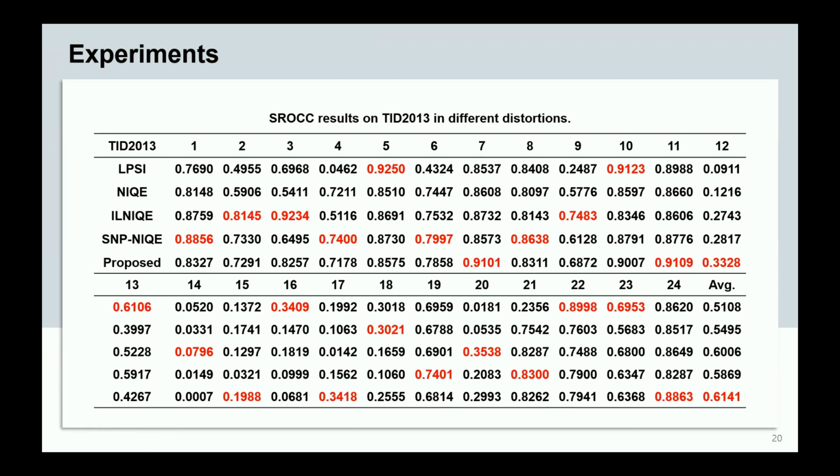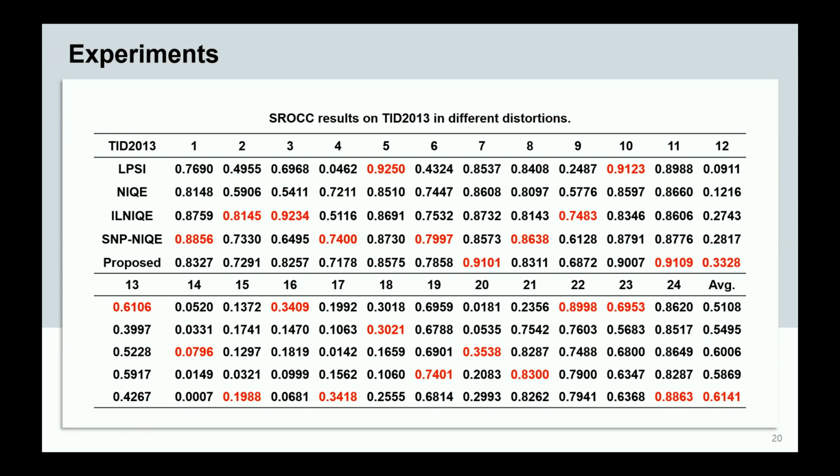To show the generalization on distortion types, we test the methods on the TID 2013 database, which has 24 types of distortion. The best results of each type are highlighted in red. Average here refers to the average score over the 24 distortions. Distortion types vary in the TID 2013 database, so reaching the highest score on each type of distortion is a great challenge for models.